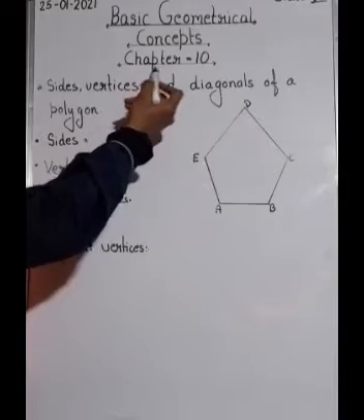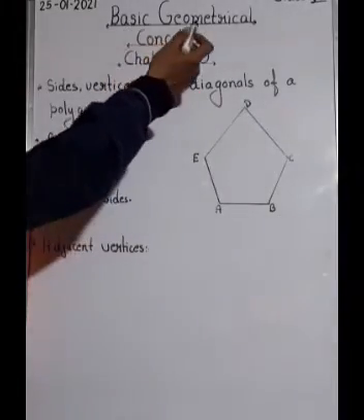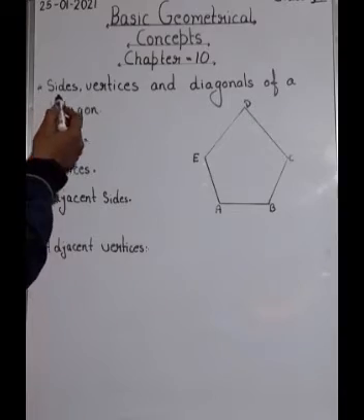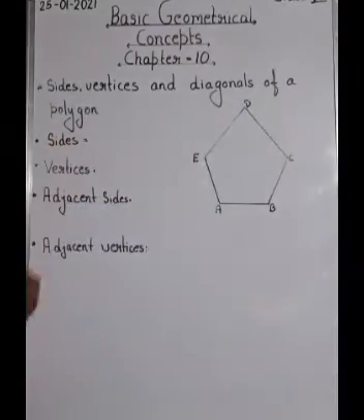Hello students. Today we are just continuing your previous chapter, so let's get started. Class 6, we are continuing your chapter number 10, that is basic geometrical concepts. Okay? And today we are doing your sides, vertices and diagonals of a polygon.